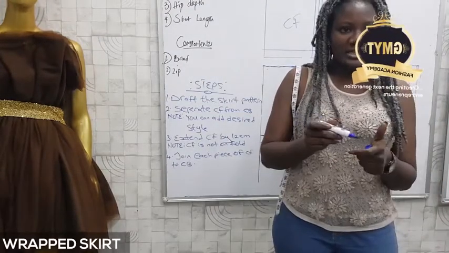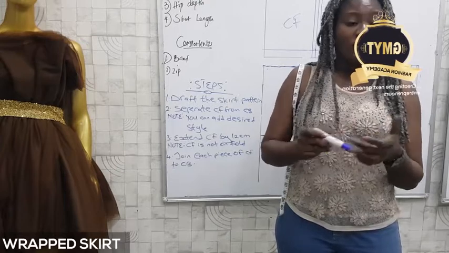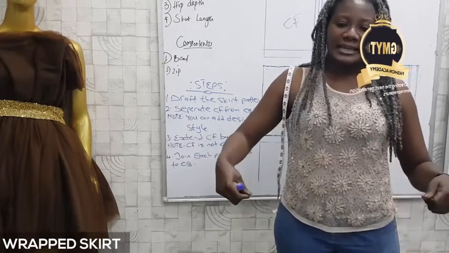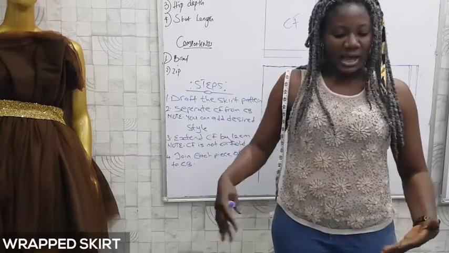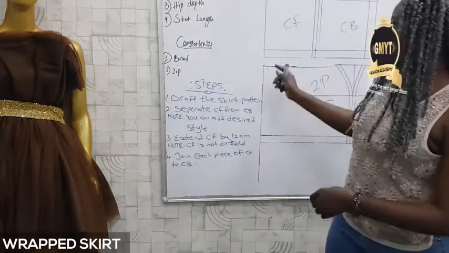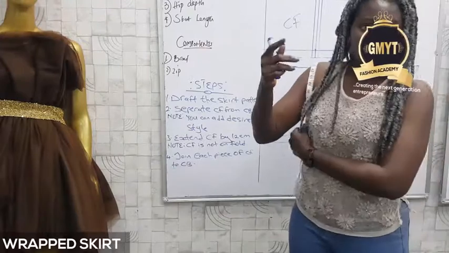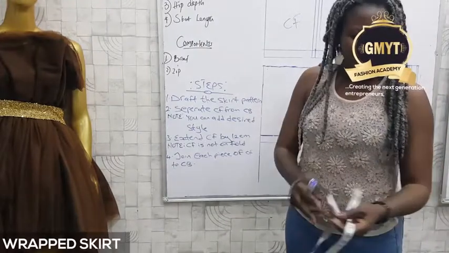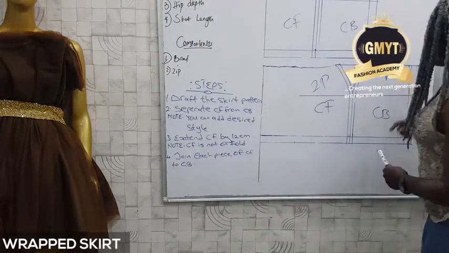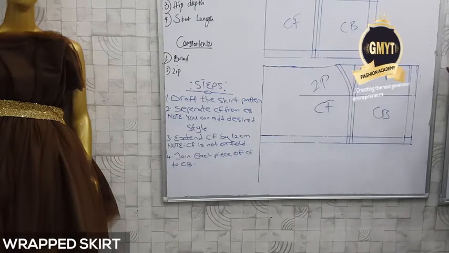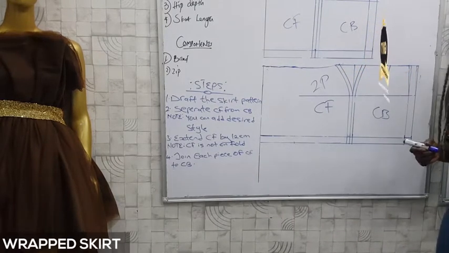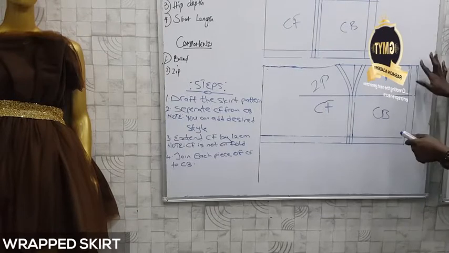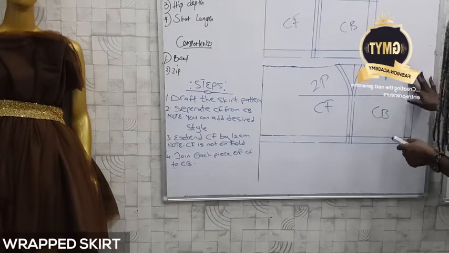But don't forget that I can either have a button or a rope to tie it, because by the time you have your wrap, you can attach a rope or a button to tie it. But your center back, you can decide to either add your zip or not. But my advice to you would be that you should cut your center back on fold.